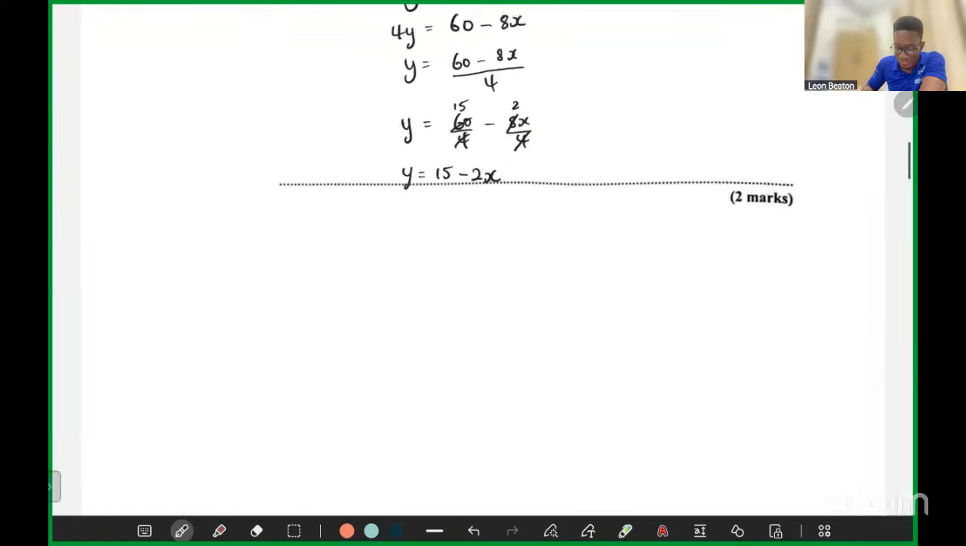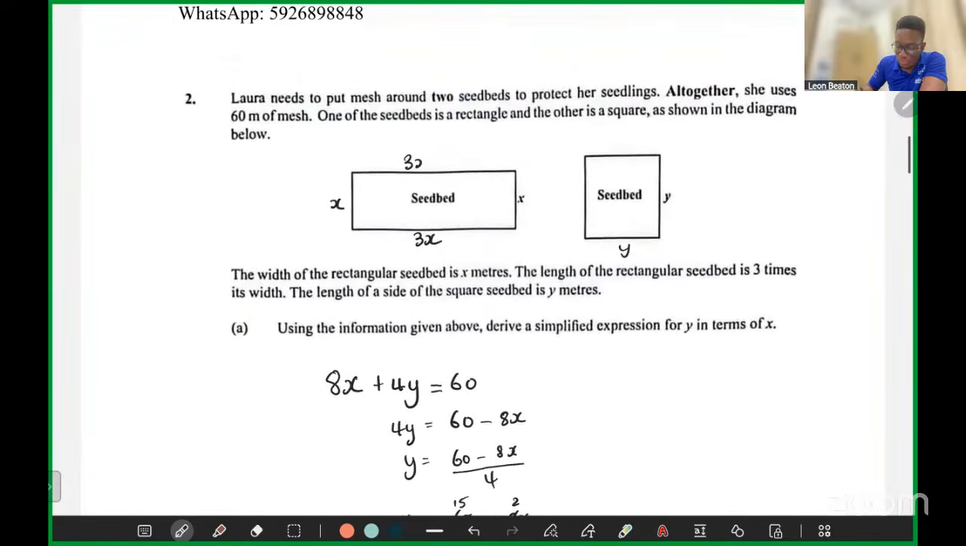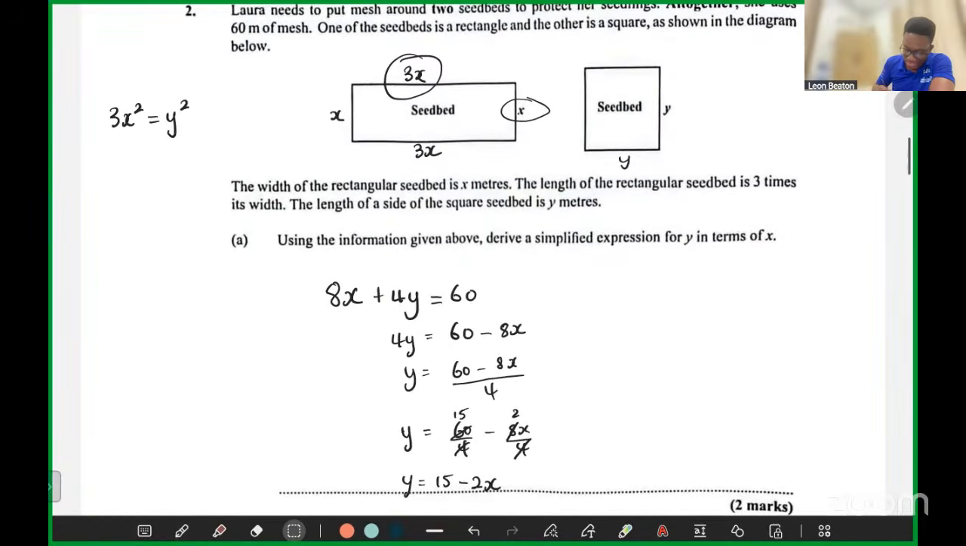So let's go back to the top. They told us that the area for this is equal to the area for this. To find the area for this, we know it's simply length times width. The length is 3 times the width, which is x, so 3 times x will give us 3x squared. And for the square one, the area will be y times y, which is just y squared. They told us that the two areas are equal to each other, so we equate the two areas to each other.